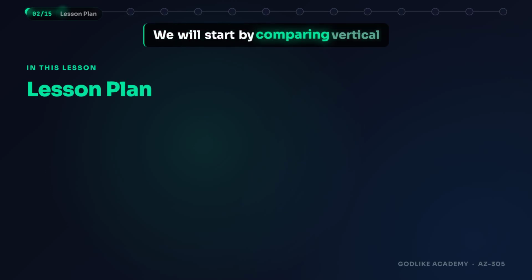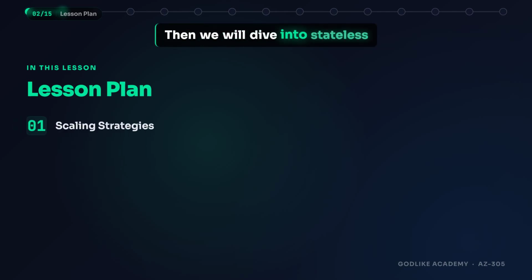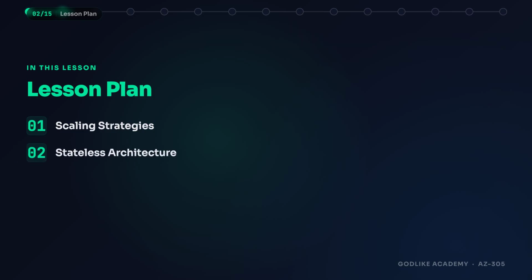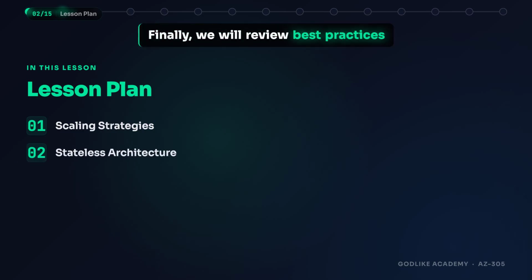We will start by comparing vertical and horizontal scaling approaches. Then we will dive into stateless architecture and asynchronous processing. Next, we will cover database patterns like sharding and read replicas. Finally, we will review best practices for failure design and monitoring.